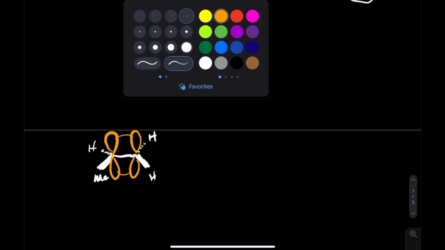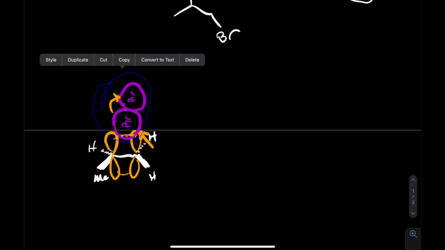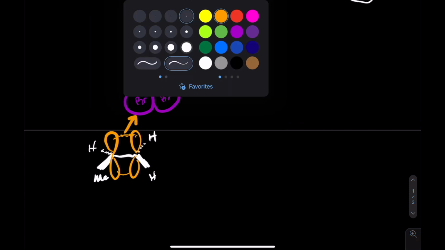You've got this big old Br. It's got another Br over here, and these things are kind of like, hey bud, and then that's like, doink. And so what's really happening is the pi system is not really attacking from one carbon or the other. It's just sort of situating itself, like that, right? That's how I visualize it, I guess.